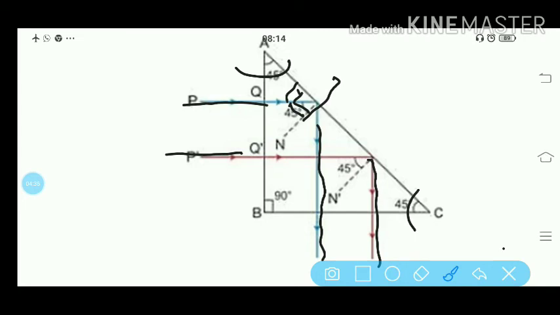As a result, the incident beam gets deviated through 90 degrees. The ray is coming here, striking, deviated through 90 degrees and it passes out from the prism. Okay, this is how the deviation of a ray of light through 90 degrees happens. Now moving on to the next topic.